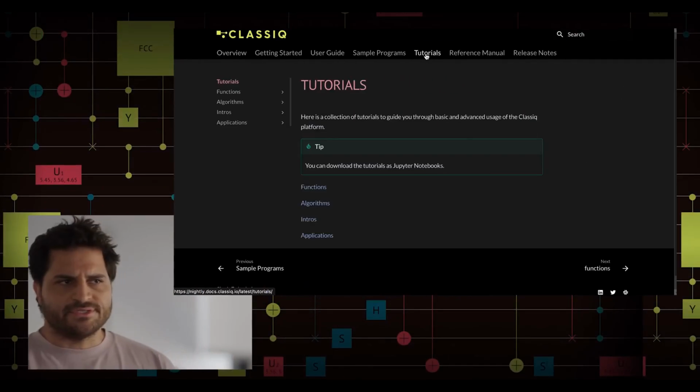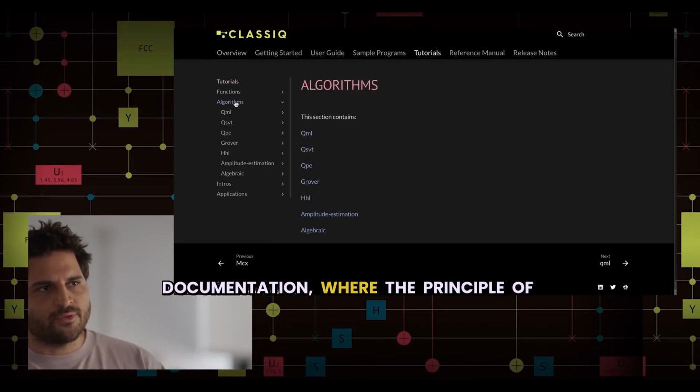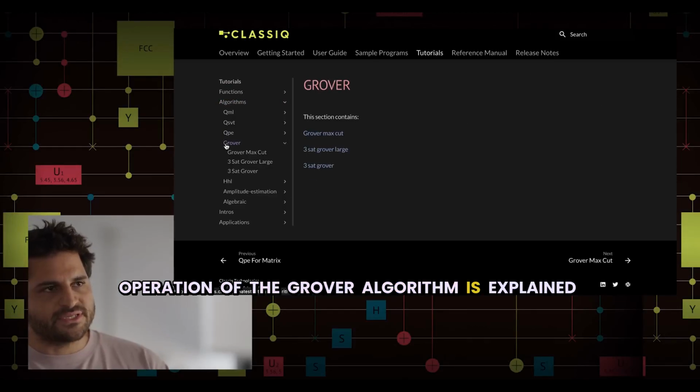There are tons of resources, including in our very own Classiq documentation, where the principle of operation of the Grover algorithm is explained in depth.